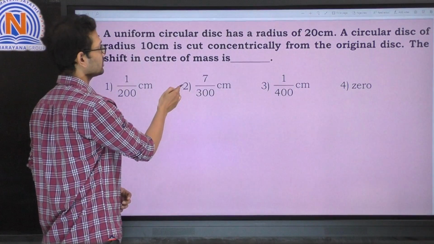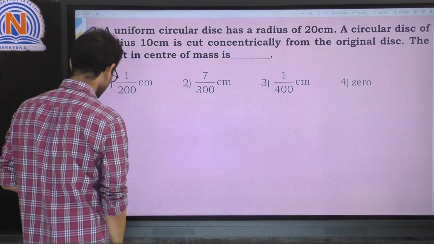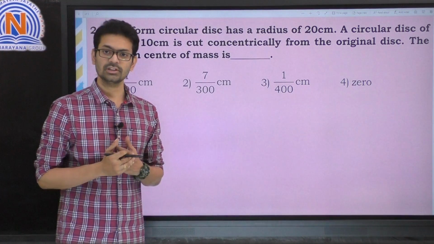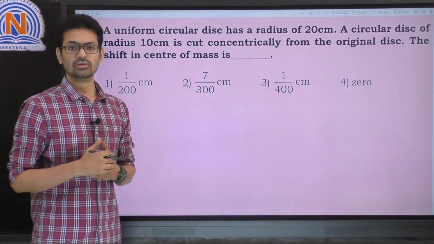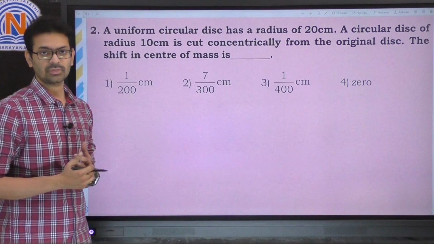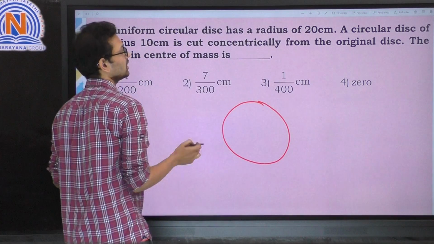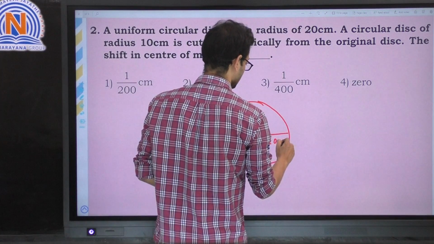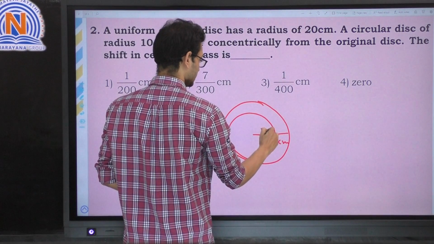Now this is your second question. You can see a uniform circular disc has a radius of 20 centimeters. A circular disc of radius 10 centimeters is cut concentrically from the original disc. The shift in center of mass is, see for example, if one circle has a radius of 20 centimeters, and you have another circle whose radius is 10 centimeters.